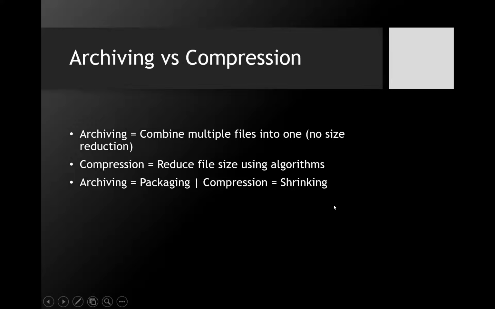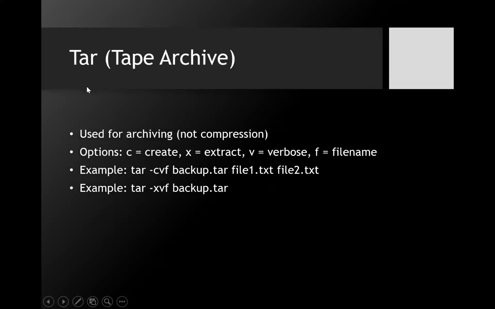To archive files, we use the tar command. To compress the files, we use gzip. Let's see. Tar's full form is tape archive. The tar command is used to archive the files. Okay, we have a few options when we use the tar command.